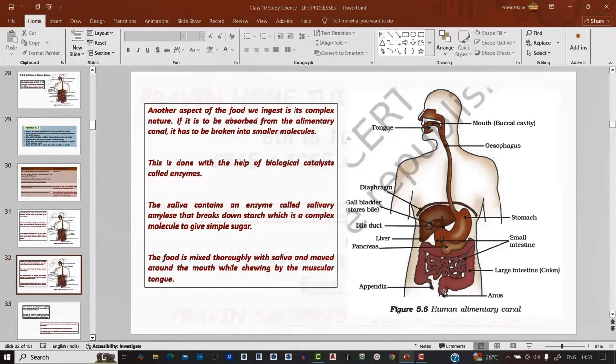The food is converted into soft and simpler particles by means of some biological catalysts, that is enzymes. The salivary gland secretes saliva, and saliva contains an enzyme called salivary amylase, which breaks down starch, a complex molecule, into simple sugar. Then the food is mixed thoroughly with saliva and moved around the mouth while chewing by the muscular tongue.